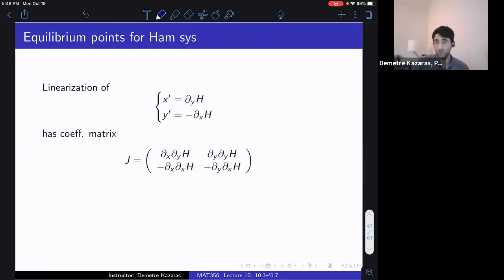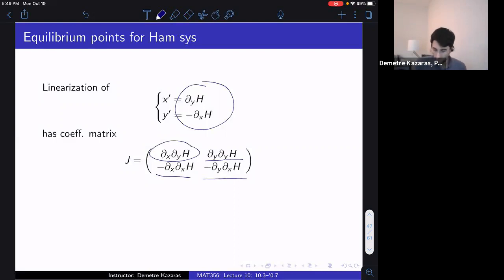Now, we'll look at an example of this in a second, but notice the following. The linearization of Hamiltonian systems is special. First of all, the Jacobian of the function on the right-hand side is given as follows. You have a mixed derivative here, and then a pure yy derivative in the upper right, minus xx derivative, and then minus mixed derivative in the lower right.